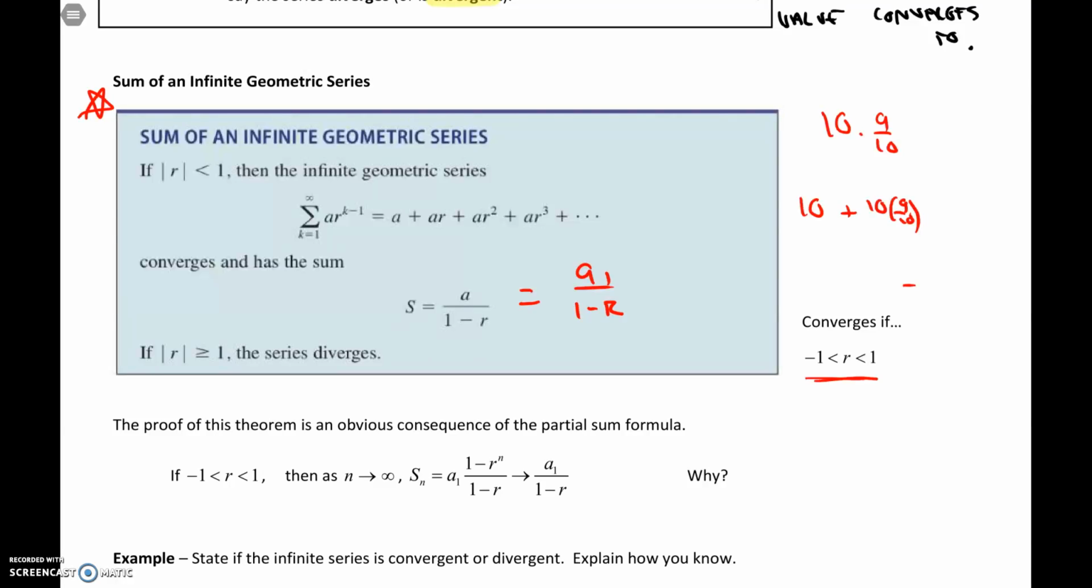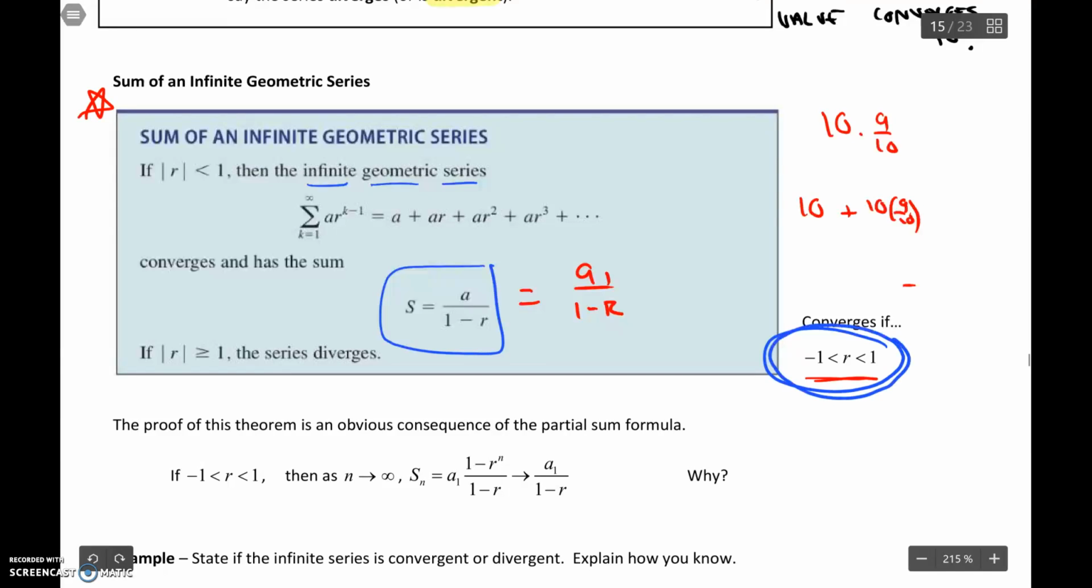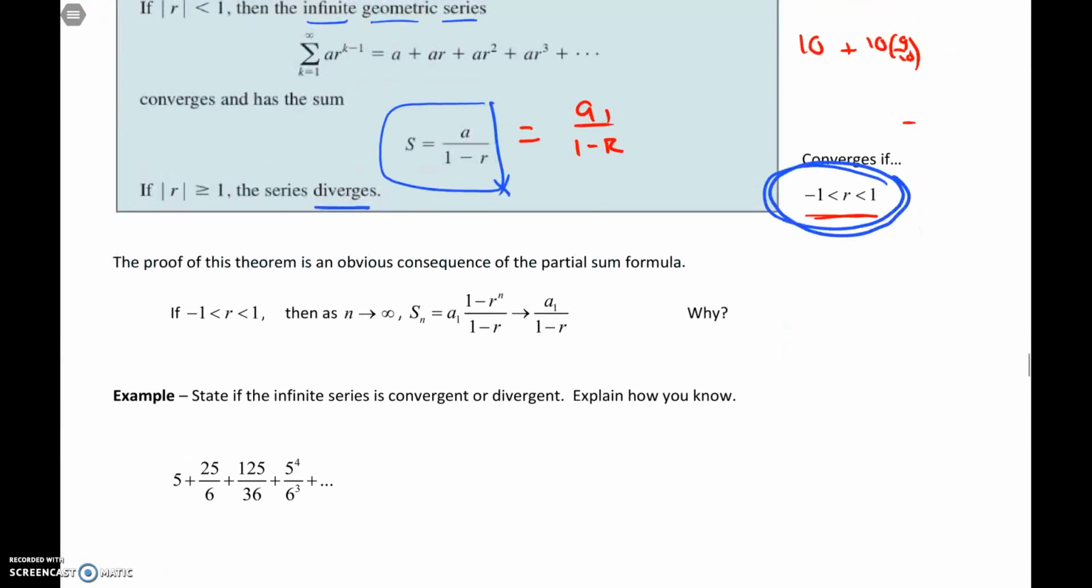All right, so we kind of didn't get to these last examples, so I want to do that right now. Just remember, though, this formula is for the sum of an infinite geometric series. If your R value is between -1 and 1, it converges. If it's not between -1 and +1, it diverges. Okay, so don't use this formula if it diverges.